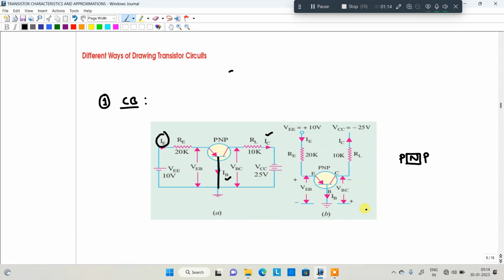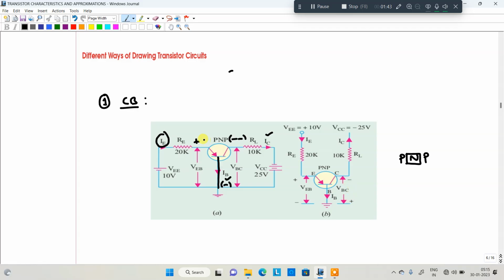What about the potential polarities of this PNP transistor? The collector is more negative, that's why double minus, and the base is negative, only one minus. The emitter is positive. So these are the polarities of the common base configuration for a PNP transistor. This is the way to identify the polarity.